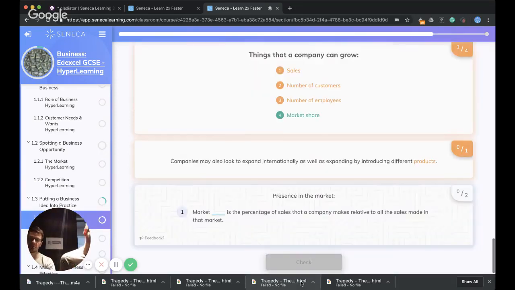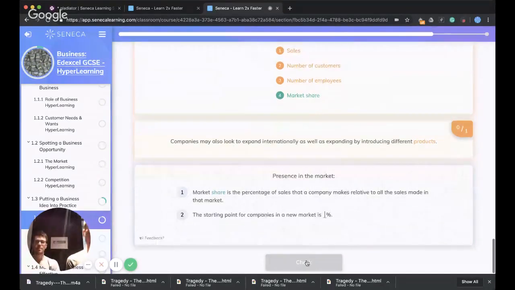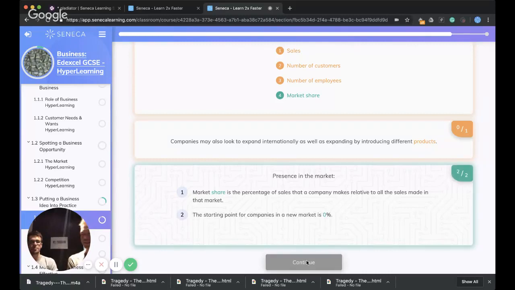Products, boom. So market share, what is the percentage of sales a company makes relative to the sales made in that market? The market share, right? Boom. What's the starting point for a company in a new market, Jono? The starting point, it's 0%. Nothing. You got to start from the bottom, then you get somewhere.